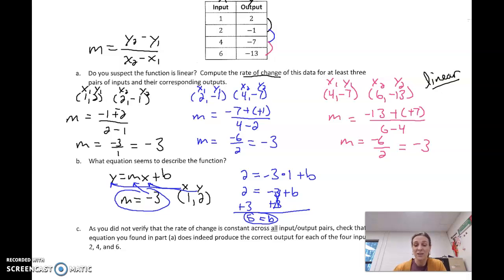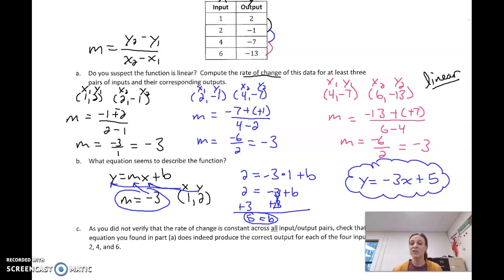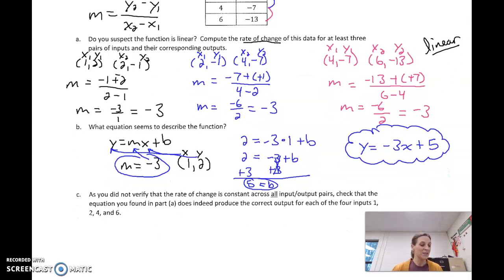So I know my m, and I know my b. Now you can write in slope-intercept form. y equals -3 times x plus 5. Okay, so now we have written the rule, the function, the equation that represents this table of values. Okay, so the next one wants us to check it.